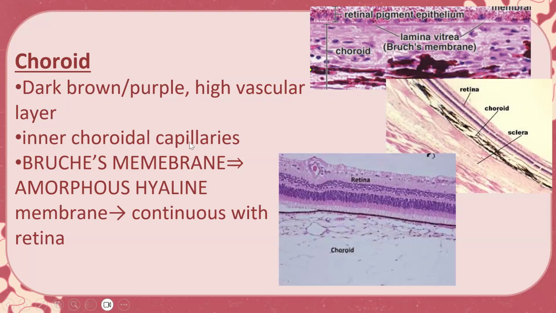Okay, the choroid is dark brown, sometimes purple, and it's highly vascular. The membrane that separates it from the retina is called Bruch's membrane. So if this entire thing is the choroid, and up here we have the retina, the separation line or membrane line is Bruch's membrane.